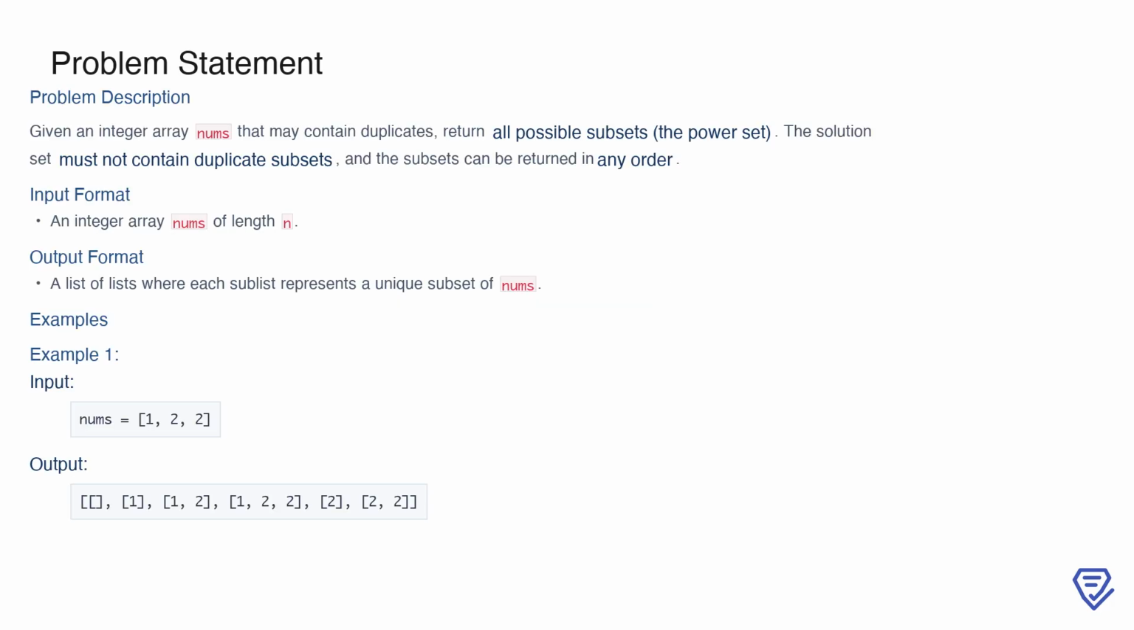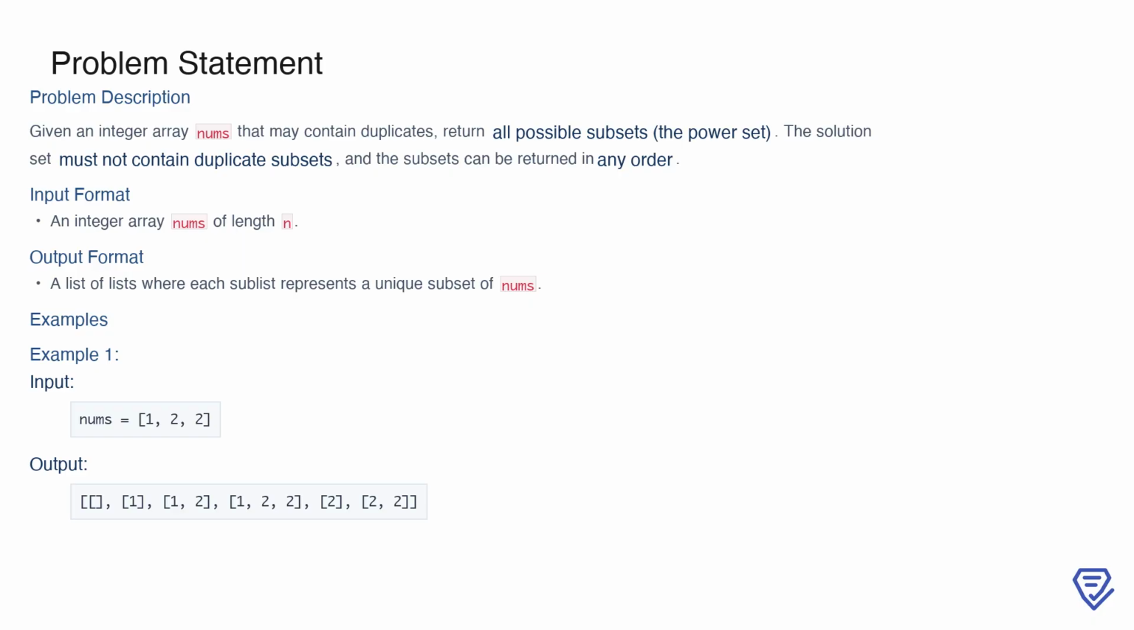In this problem, we are tasked with finding all possible subsets, or the power set, of a given integer array nums. What makes this problem unique is that the input array may contain duplicate elements, but the output must ensure there are no duplicate subsets. Importantly, the subsets can be returned in any order, so the focus is on correctness, not the sequence.